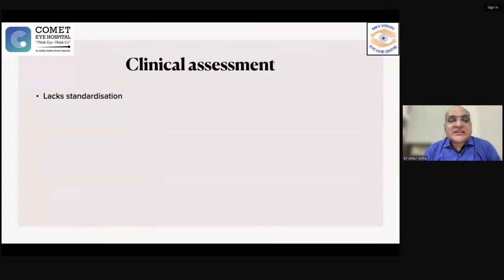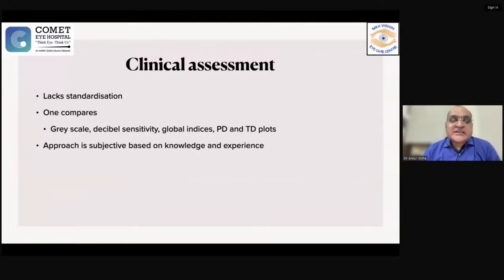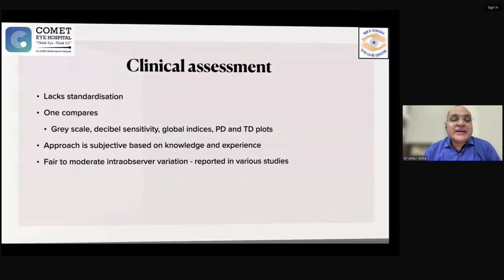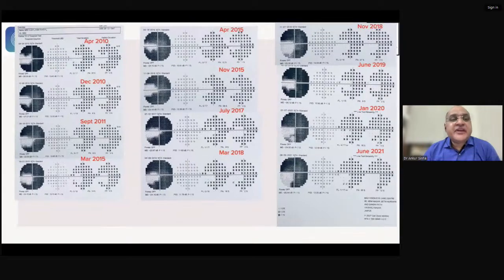So clinical assessment lacks standardization. One compares the grayscale, decibel sensitivity, global indices, pattern, and the total deviation plots. The approach is subjective, and it is based upon the knowledge and the experience of the observer. But there are various studies which have shown fair to moderate intra-observer variation in clinical assessment. So I'll put up this field here.